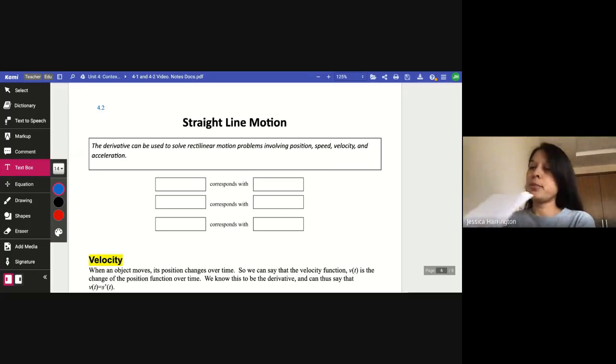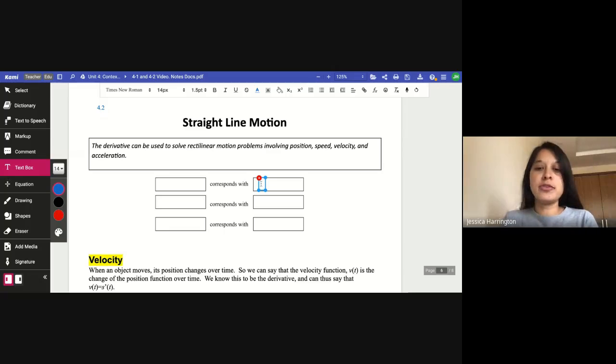Okay, so we're going to move on to another common context with derivatives, which is straight line motion. We're going to be talking about position, and then the derivative of the position function, which is velocity. The rate of change of the position is the velocity, and the rate of change of the velocity is the acceleration. You probably remember all this from physics. Now we're just going to attach the derivatives to it.